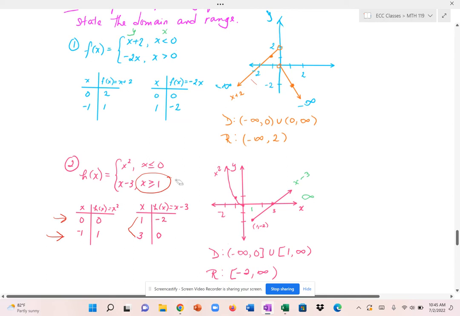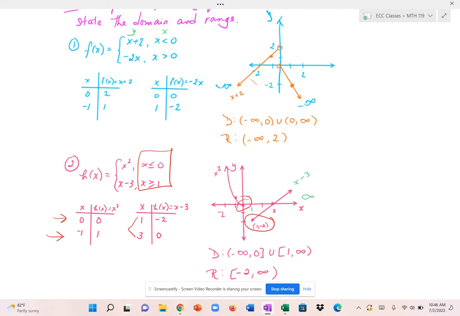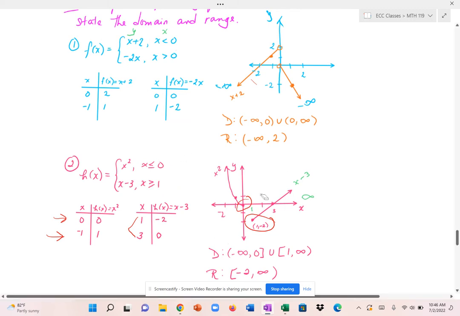Notice that this point is colored in and this point is colored in. That's because they both have an "or equal to" part in it, right? So the top one is less than or equal to 0, and the second one is x is greater than or equal to 1. So when it's equal, that's when you want to color in the point.